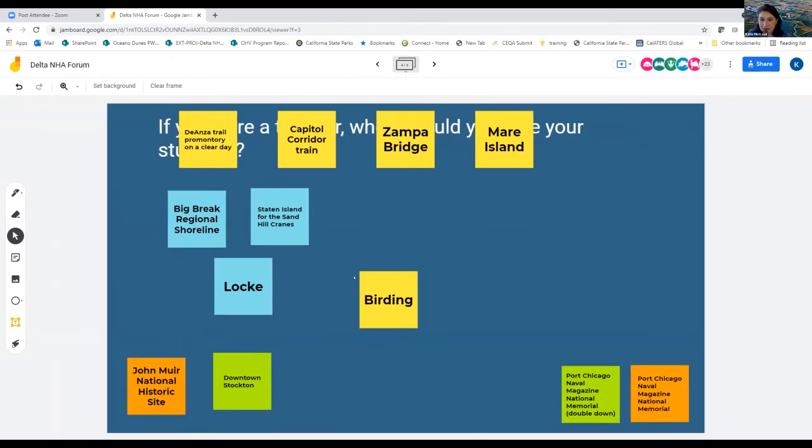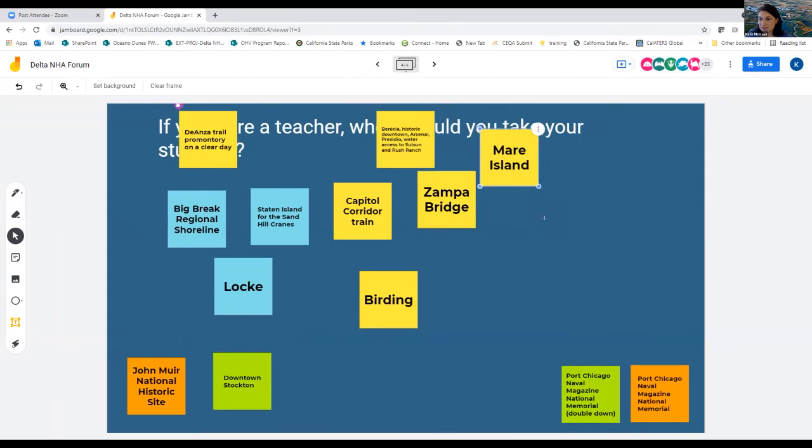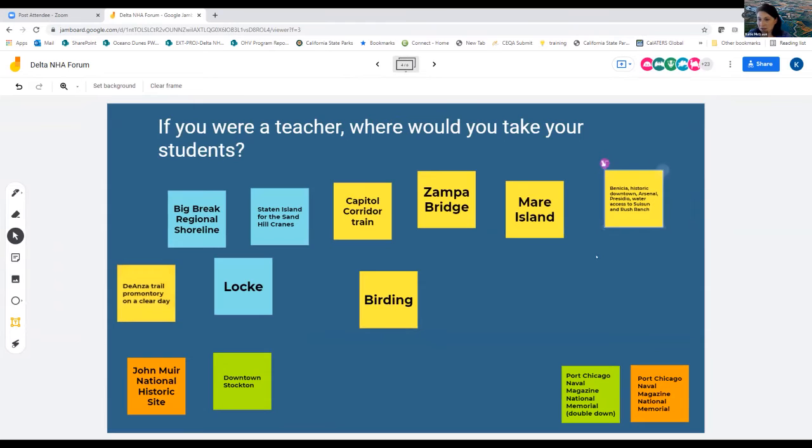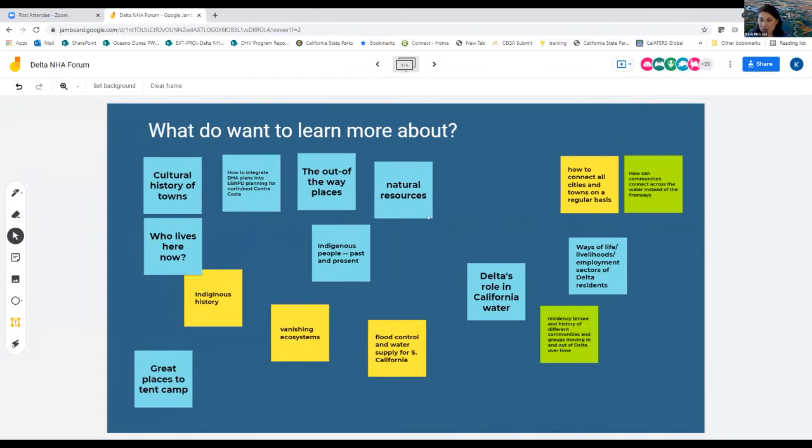So let me just see what some of the other folks have been saying down here. Benicia, what places would you take students? I'm going to move this up here. Portugal. See, I need to go to these places too. This is awesome. Sandhill Cranes, yes. John Muir National Historic Site, De Anza Trail Promontory on a clear day. I would actually like to take the full De Anza Trail all the way down to San Diego. That would be really interesting. Capitol Corridor train, that's fun. That's a lot of fun for kids, especially. Great. Okay, let me see what we've got here on what do you want to learn more about?